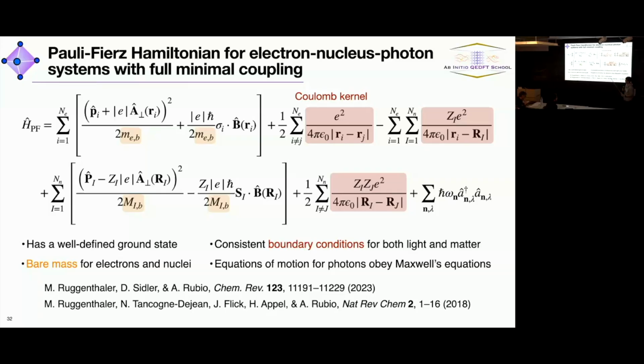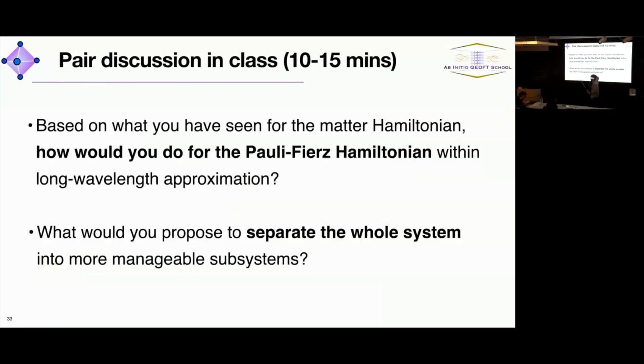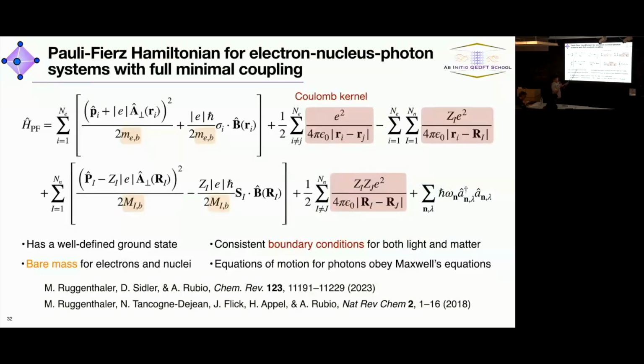Okay, so now this is a question for you. Pair up with each other, and the question I want to ask you is: start from this Pauli-Fierz Hamiltonian, and within the long wavelength approximation, how are you going to partition this giant monster, based on the method I just introduced to you for how to partition the matter Hamiltonian?